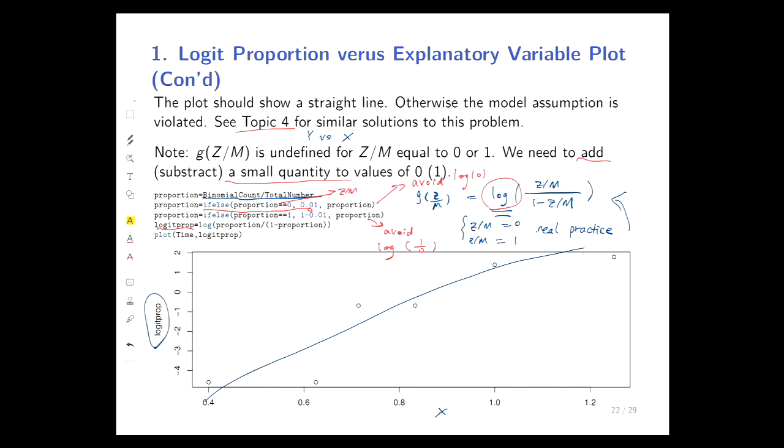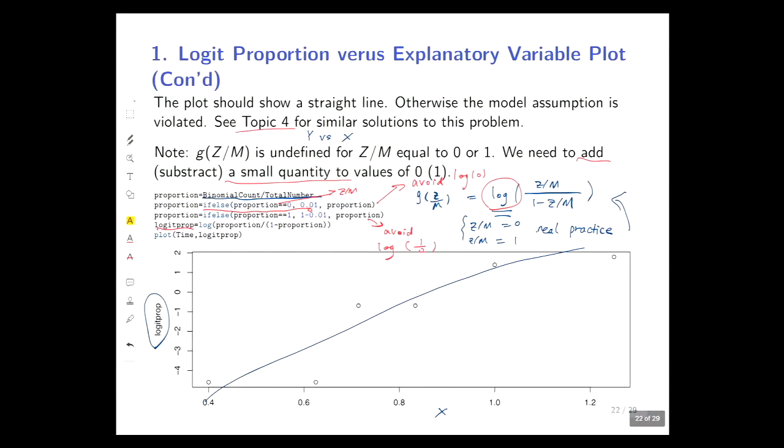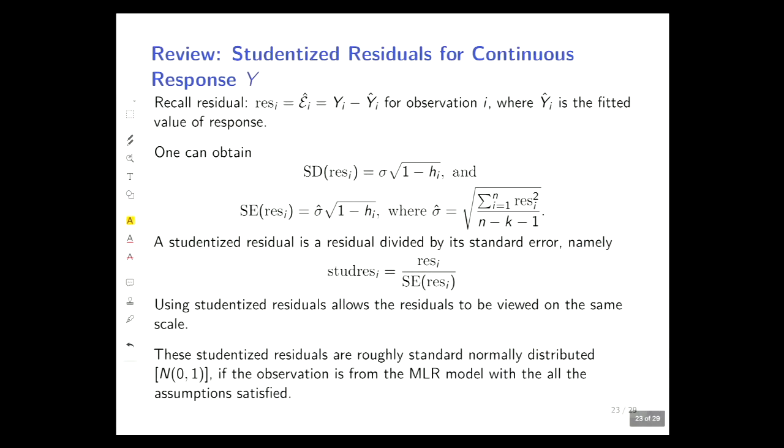Because it's still similar to the response versus experimental variable plot, what you can do here is just review topic 4 to know more about how to use this plot to identify a linear relationship between the y-axis and the x-axis. So any questions about this logit proportion versus experimental variable plot? The difficult part is just to compute the logit proportion, so I think you can have more practice in your tutorial. So let's talk about another one.